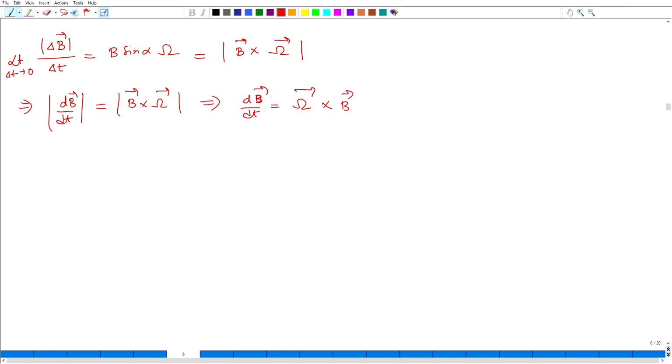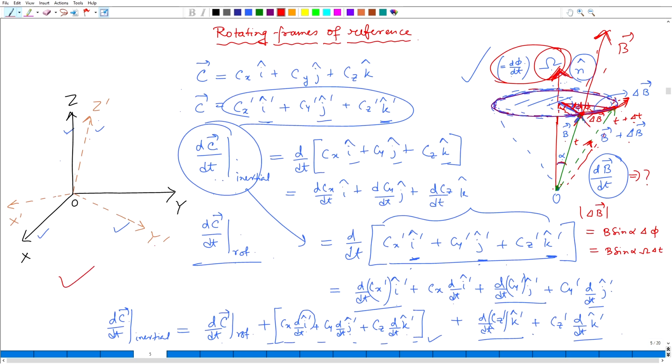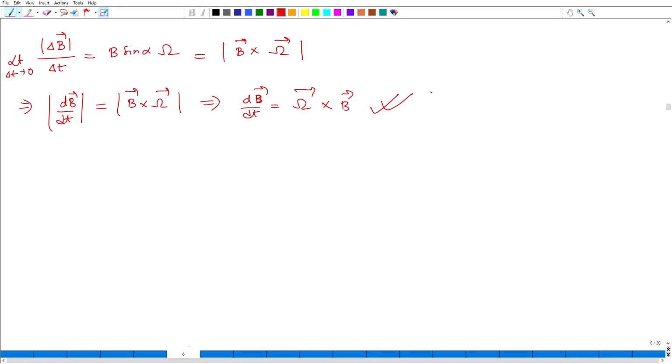Now, this is true for any vector of constant magnitude whose tip is rotating with respect to some arbitrary direction. The same case holds here, where all the directions of the primed coordinate system are moving with respect to some arbitrary vector omega. I do not know what that is, but I know that omega is the angular velocity corresponding to the rotation of the tip of the vector of constant magnitude. So I can use this result for i cap prime, j cap prime and k cap prime.